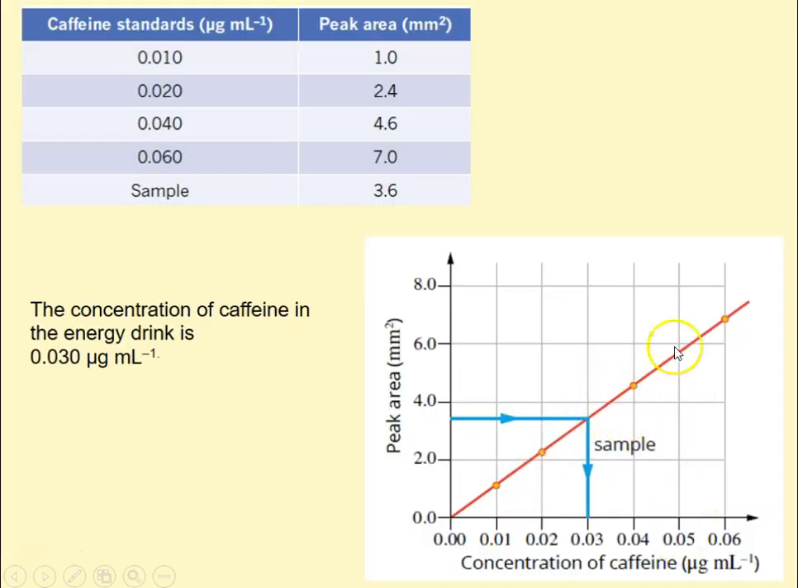Alright, so you go through and plot all of your known concentrations, and then you get your sample of your energy drink and you see that it has a peak area of 3.6, so 3 is here and 3.5 is about there. So if you go across and go down, you see that that energy drink has a concentration of caffeine of 0.03 micrograms per mil for every mil of the energy drink.